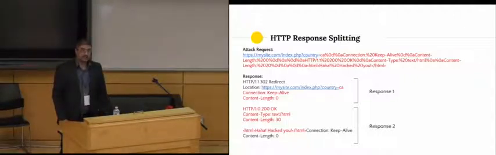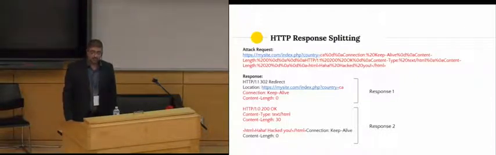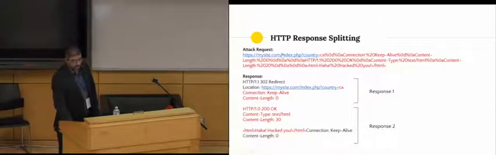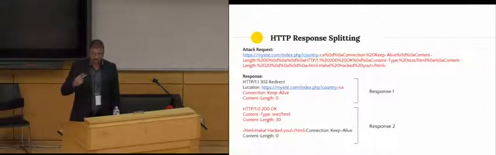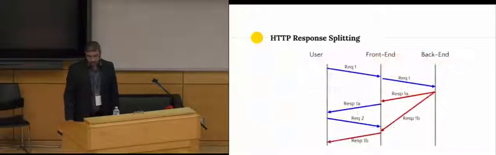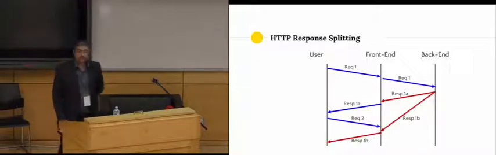The backend server will spit out 2 different responses. One for the first request that we saw. The second one would be the 200 OK response. So one request going out, 2 responses coming back. This is how it looks. The user is sending just one request, and there are 2 responses being sent back.